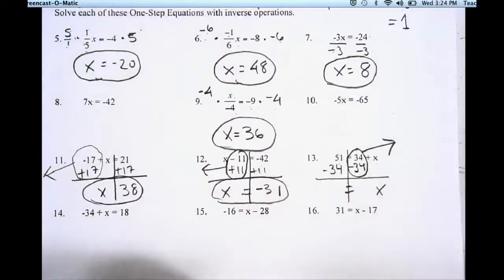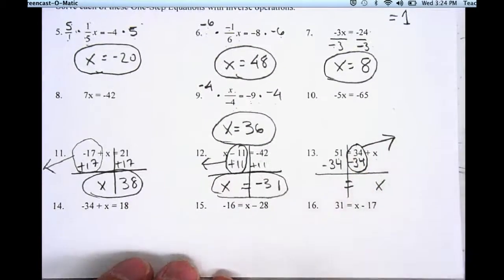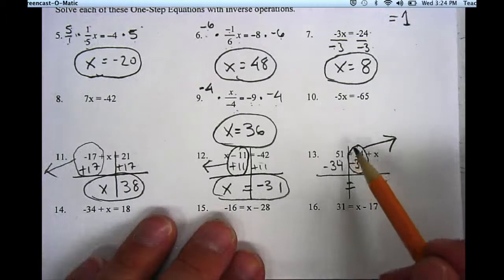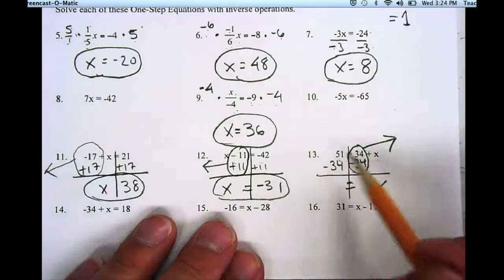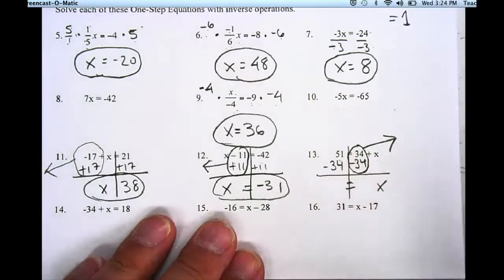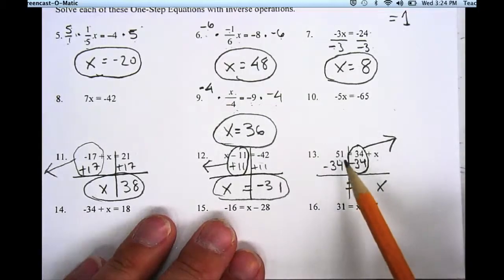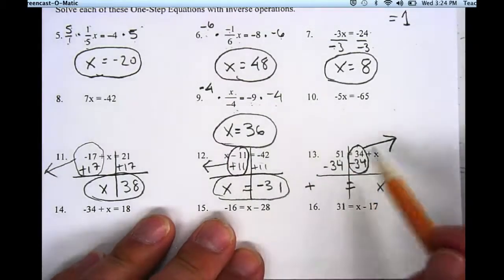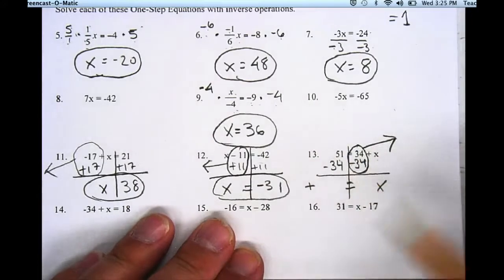On the left side, I have positive 51 and negative 34. Well, I say they work against each other. There's more positives than negatives. So what I would do is I'd have positive 51, I can think of as 34 positives and 17 more positives. So basically what I'm doing is, since I have more positives than negatives, I know my answer has to be positive. Since they work against each other, I have to subtract.